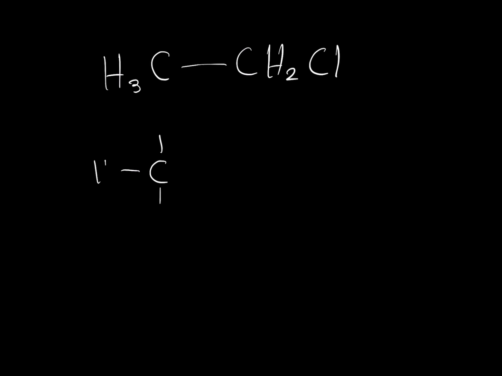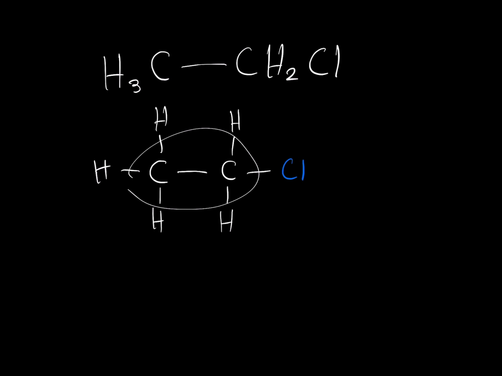So now let's look at another example where we're going to have a molecule we haven't seen before. The first thing you want to do when you see something like this is expand it out, just to make it easier to understand. So we have a CH3, then we have a CH2, then we have a Cl. Now we have 2 carbons, which is associated with ethane. But more importantly, we have a substituent, which is chlorine.